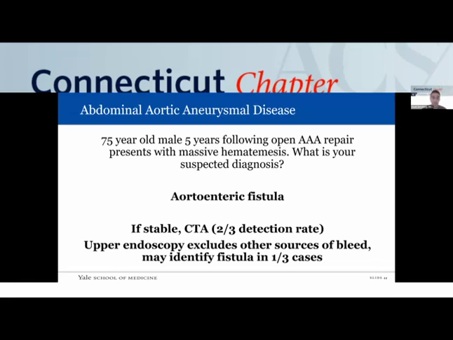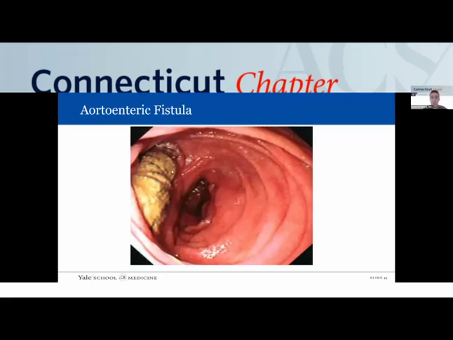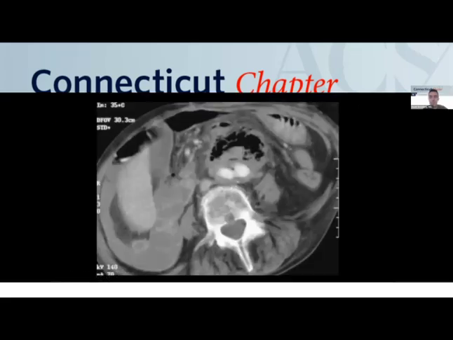If they're stable, typically send them for urgent upper endoscopy to exclude other sources of bleed. This may identify a fistula, such as in this case, where you can see the graft itself that's eroded through into the duodenum. So here's a CT scan. You could see that there's possibly a bit of a blush here and all that air within that aneurysm, which is, again, typically pathognomonic.